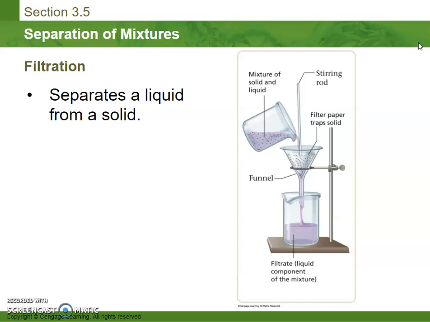Filtration separates a liquid from a solid. So here we have a funnel with some filter paper, it looks like. A stirring rod is used to just agitate the mixture of solid and liquid that is going through the funnel with the filter paper. The solid stays here, trapped in the funnel, whereas the liquid flows through the filter paper and is collected in a beaker down here.